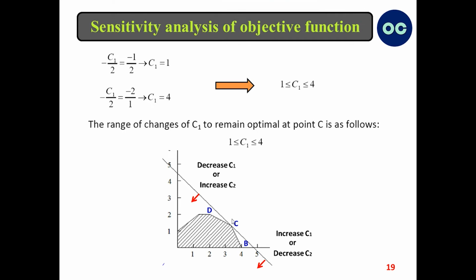If the value of C1 decreases below 1, the optimal solution shifts to point D. Similarly, it holds for C1 being equal to or greater than 4. If C1 exceeds 4, the optimal solution shifts to point B.